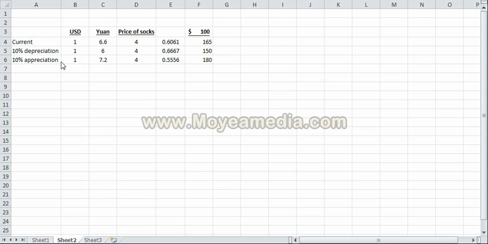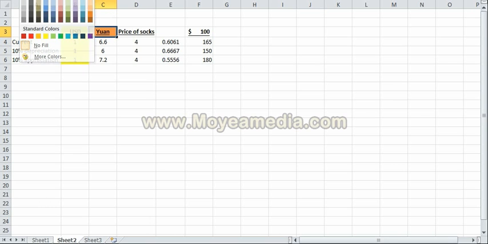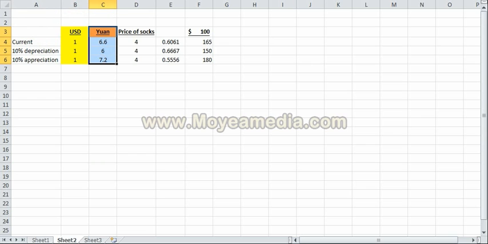Class, here's an example on the effects of the appreciation and depreciation of one currency versus the other and its effects on imports and exports. As an example, let's look at the exchange rate of one US dollar, highlighted here in column B, versus the Chinese yuan, highlighted here in column C. Let's just say that currently one US dollar will bring back 6.6 Chinese yuan.